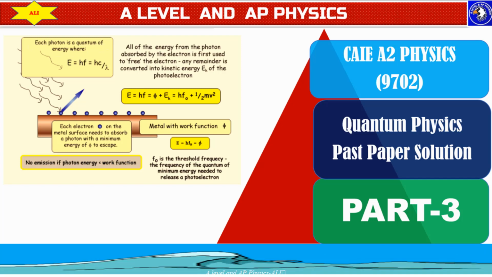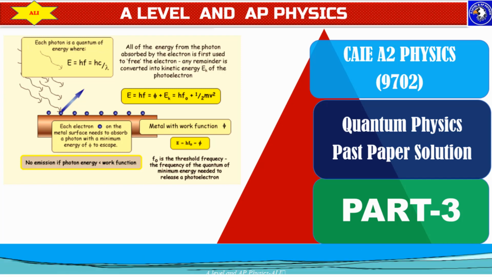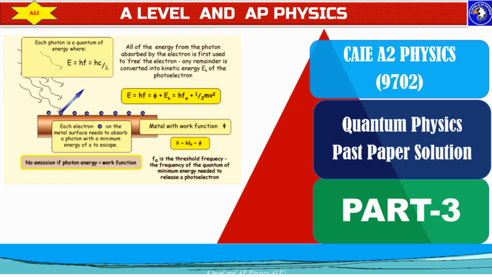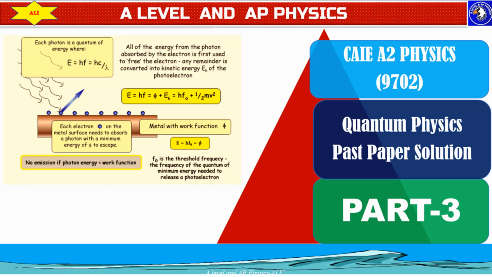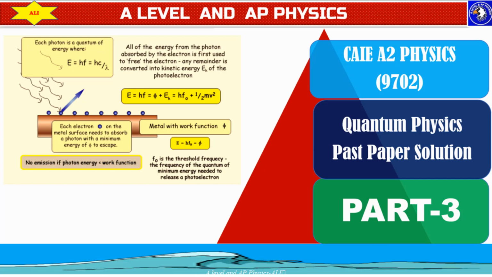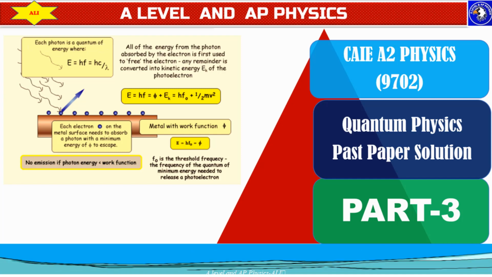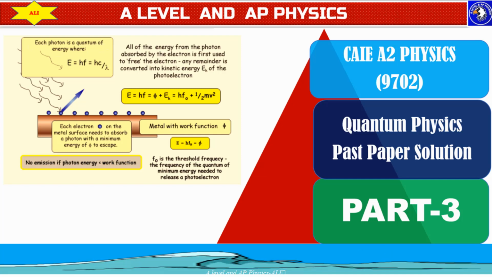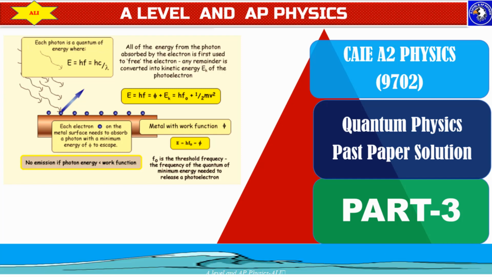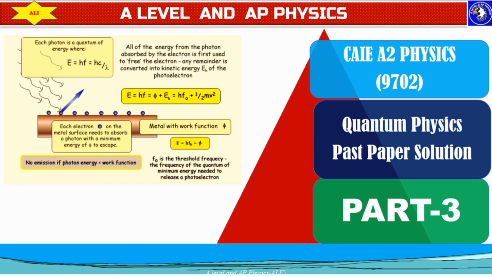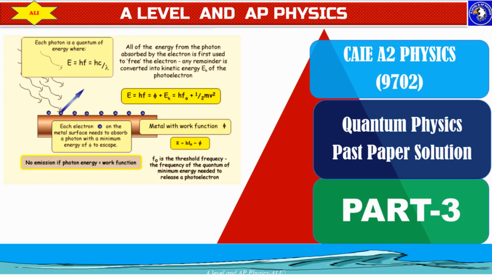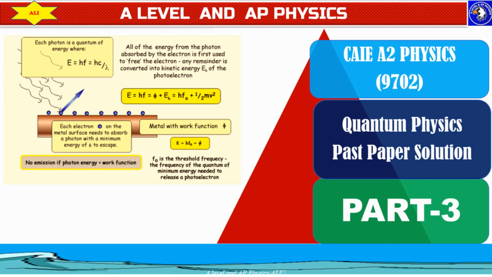In today's class, we will talk about quantum physics from Cambridge A2. We have already done two videos on this topic and this is the third one. For the previous two videos, you can go back to the channel and search for part 1 and part 2. In today's lesson, we will discuss what a photon is, how to calculate the energy of a photon, and how to calculate the number of photons in a beam of light.